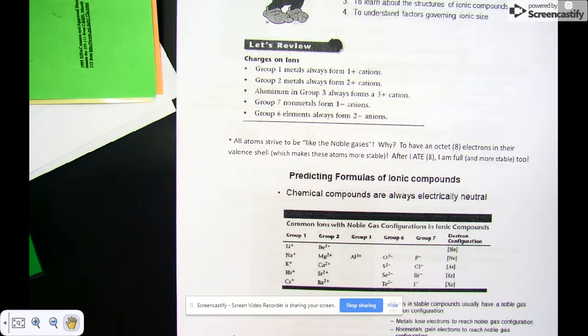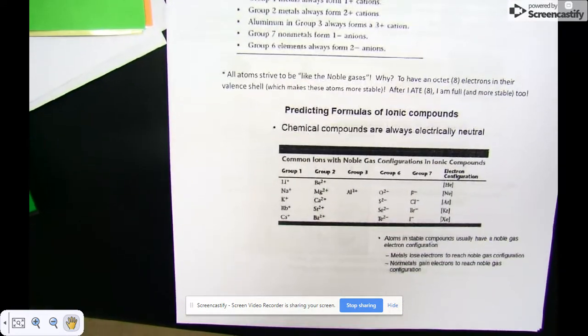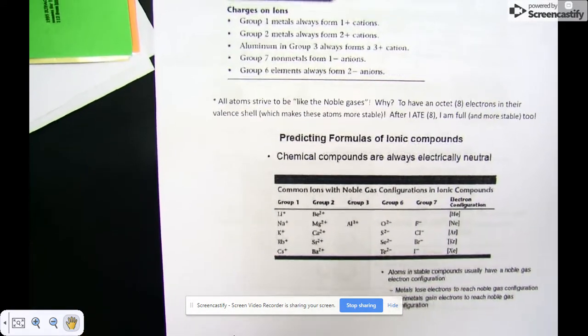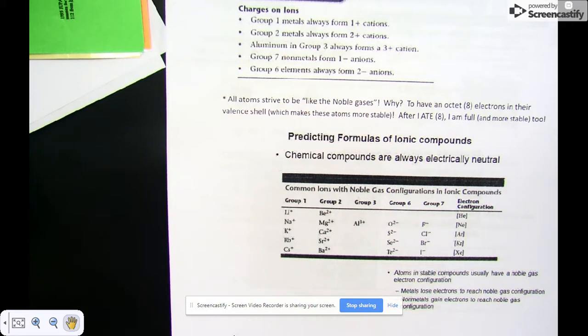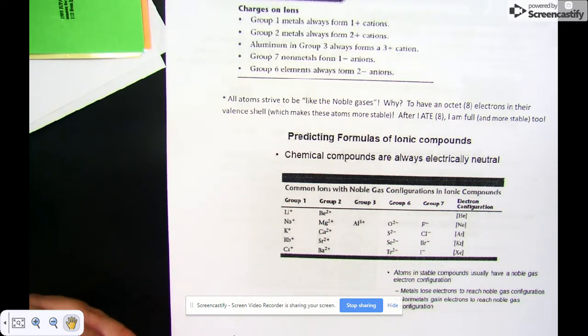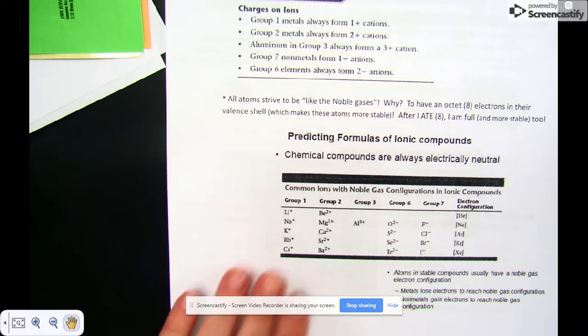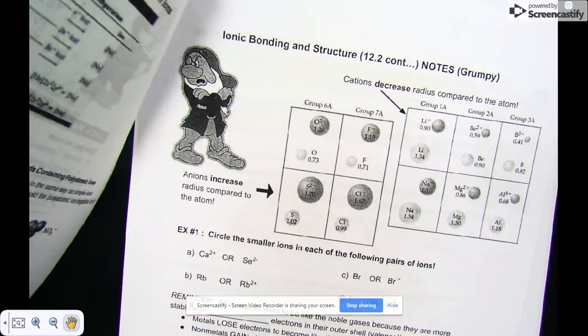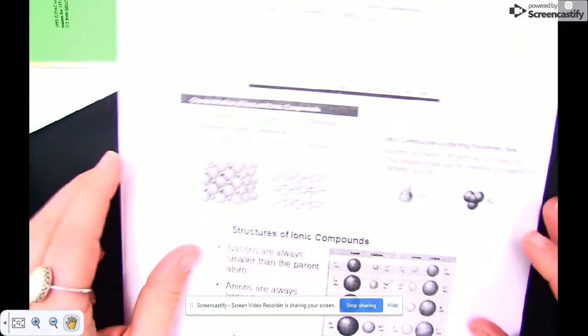So the reason things form their ionic charges that they do is because they are trying to have electron configurations like that of a noble gas. So if you look, anything that's in these charges, once they're in their ionic state, their ionic electron configuration will always match that of a noble gas. I think the next page really shows it to you better, although that image is kind of hard to see.